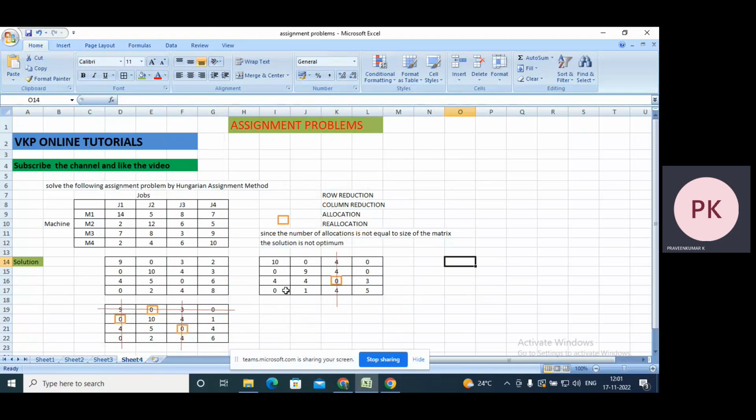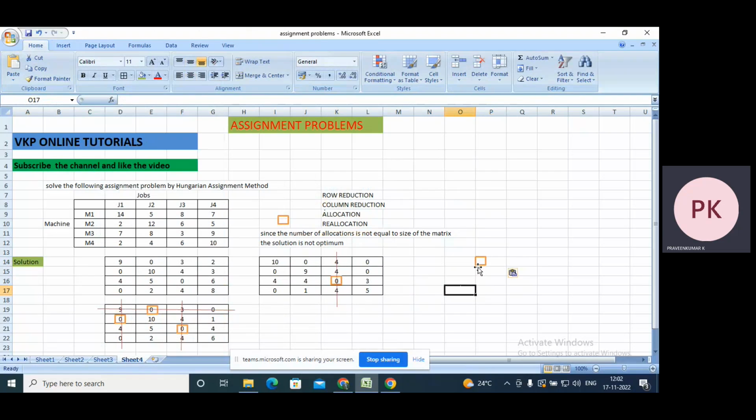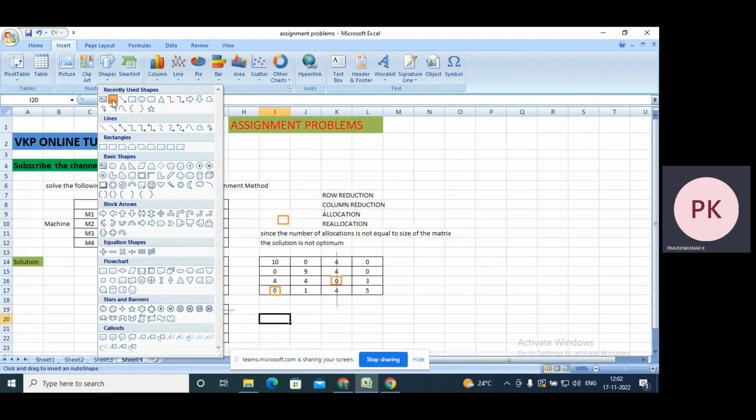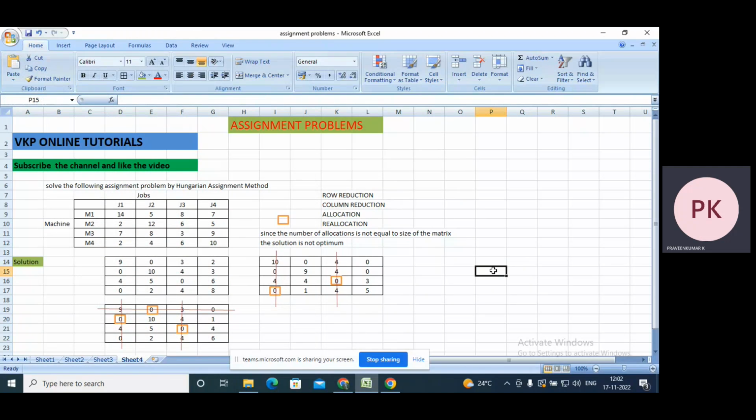Go to the fourth row. The elements are 0, 1 and 5. You have a single 0. I will allocate this element and I will cancel the corresponding column for that element. So now my allocation is for this element. This is my corresponding column. Next, row wise I completed the allocation. Then I go to column wise.